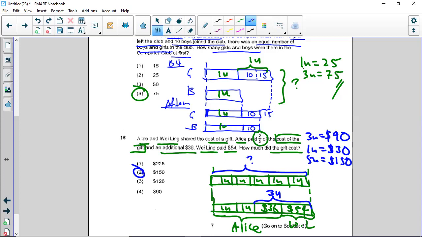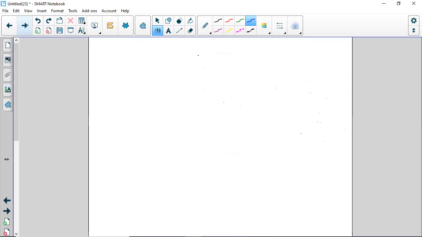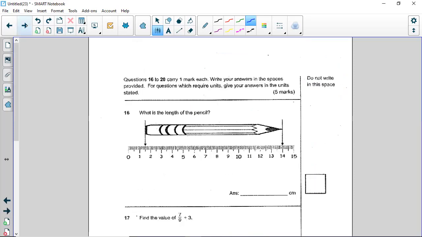You can see and compare. Okay, we are done. I think today we can end a bit earlier. Okay, let's go to question 16. So far, the questions are quite all right. They are not very hard, but also not very easy for some of the questions.